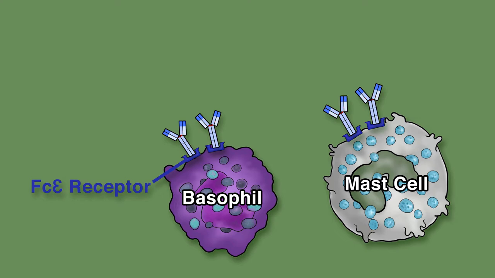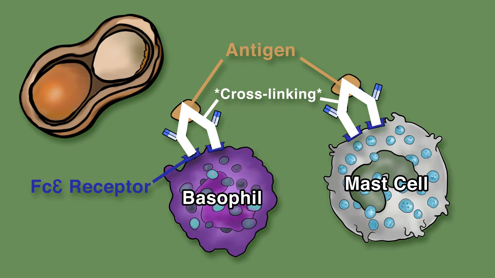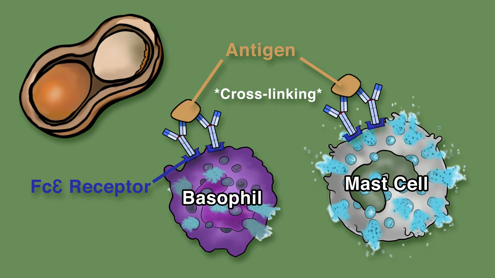IgE binds to the Fc epsilon receptor, which is found on mast cells and basophils. When an antigen binds to IgE specific to itself, it cross-links these receptors, activates the cell, and in so doing induces release of chemical mediators from mast cells, which lead to allergic disease.